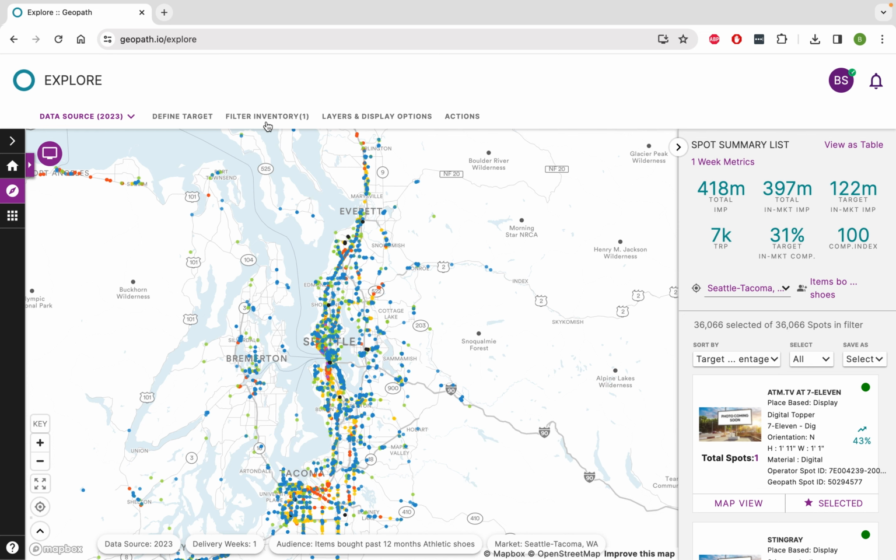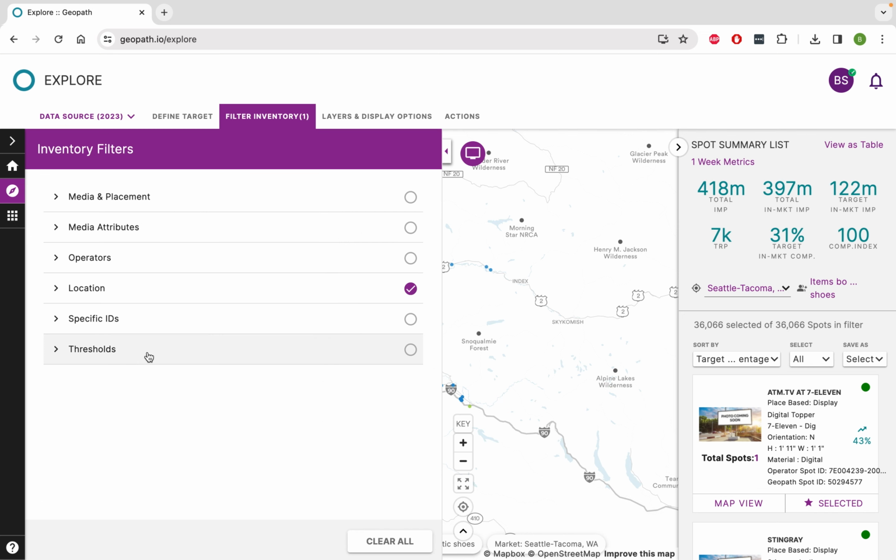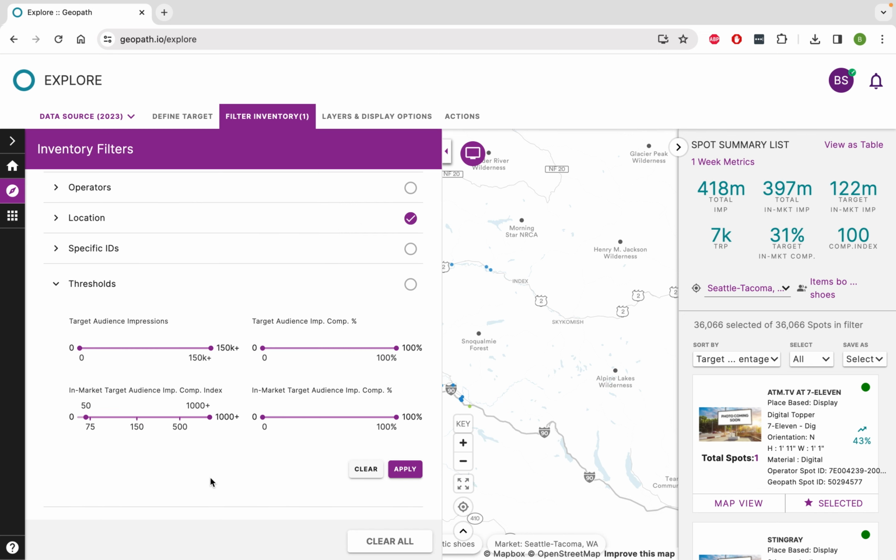In the Filter Inventory tab, you'll find the Thresholds filter. The threshold filters are a quick and easy way to set some minimum or maximum values for your inventory.